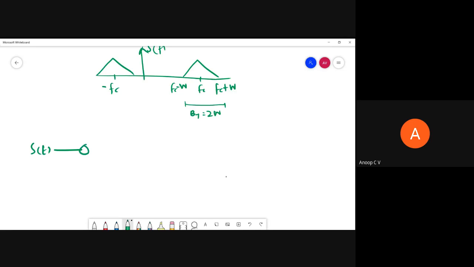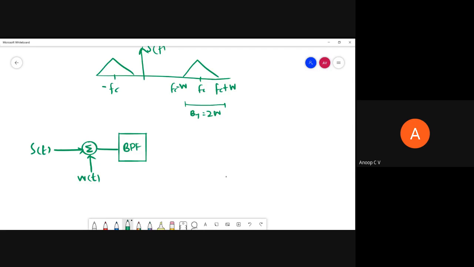And you'll assume the noise to be additive white Gaussian noise. So this modulated signal will be contaminated with white Gaussian noise. At the front end of the receiver, we'll have a band pass filter.